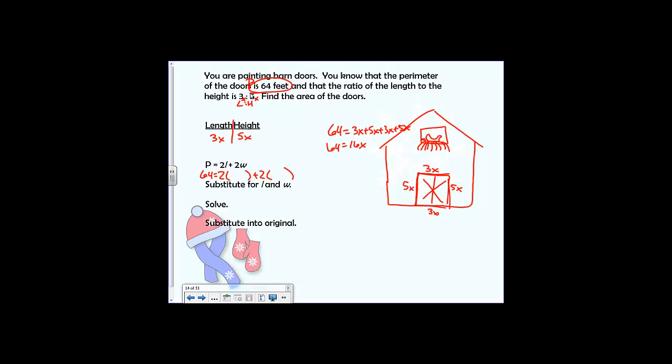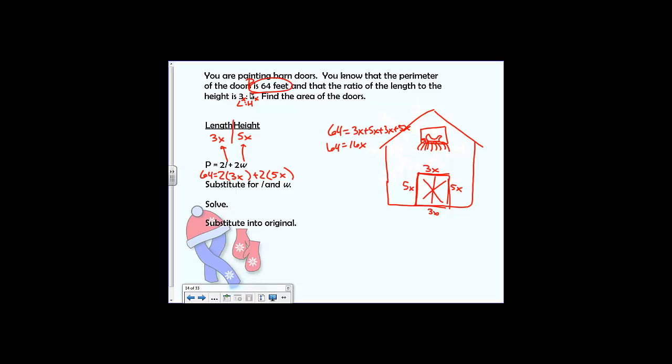So perimeter equals 2 times the length plus 2 times the width. What did I say my length is? 3x. What's my width? Or in other words, in this case, my height? 5x. And I'm going to show you that this is going to give me the same thing as this over here. Whichever one you want to use is completely up to you. Add those together and that gives you your perimeter.